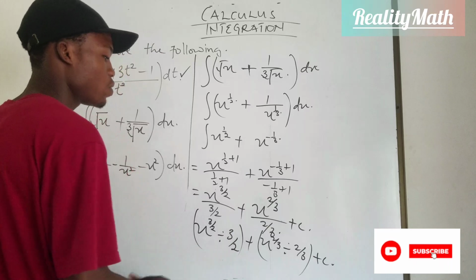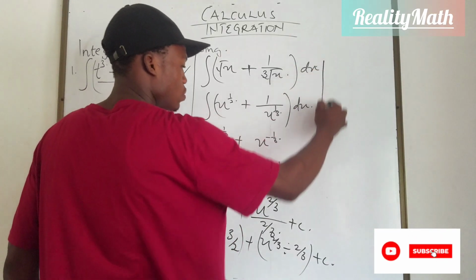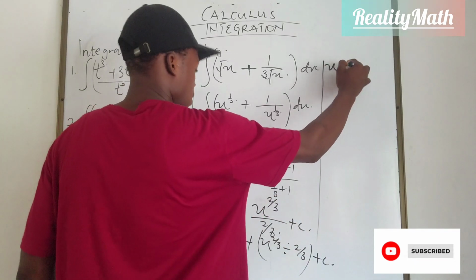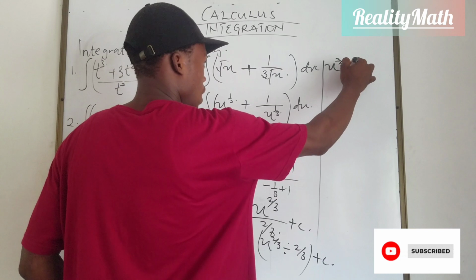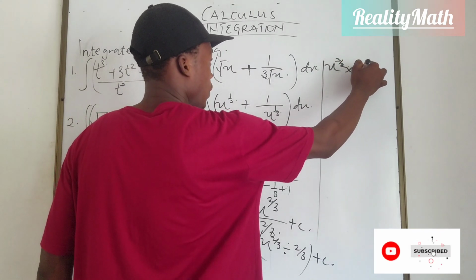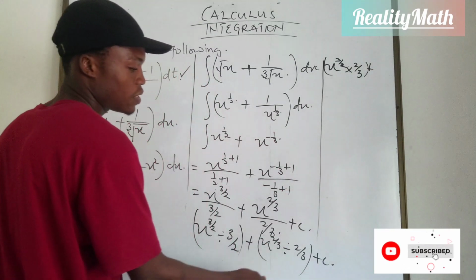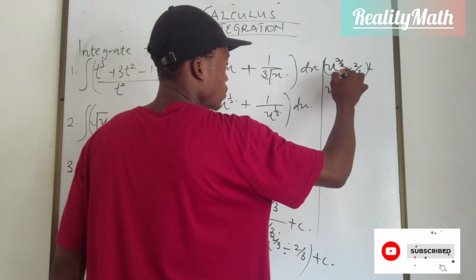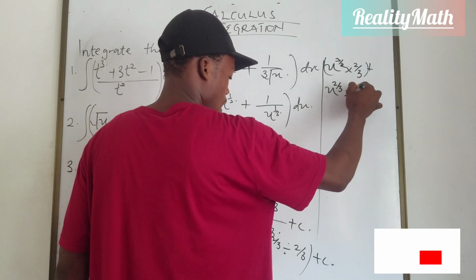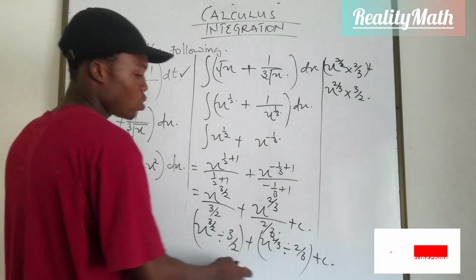We find the reciprocal of this, then we change the sign to multiplication, which will now be x to the power 3 on 2 times 2 on 3 plus, now the same thing applies here, which will be what? x to the power 2 on 3 times 3 on 2. Okay, so let's see what all will change to.